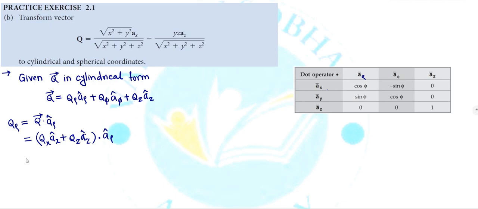Okay, now we are going to make use of this vector transformation table over here. So we have that qx, this ax dot a rho. For your reference, I am going to write over here: ax dot a rho is what? Cos of phi. So we are going to write that to be qx.